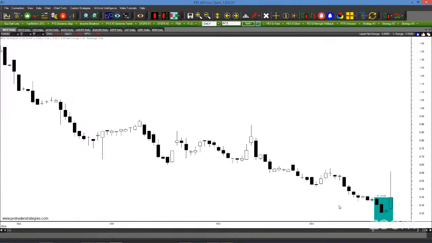So does this mean all bets are off? Well, not necessarily, because there are a number of ways in which to use this tool, which we teach you in the course. This is the basic way. If you're using the standard benchmark, you go long once it trades above 0.449, and that would be your entry.